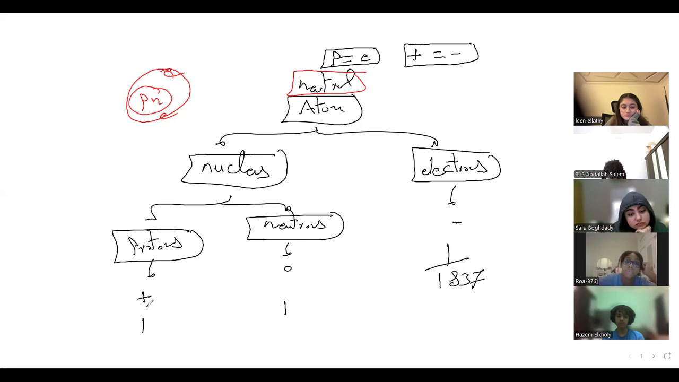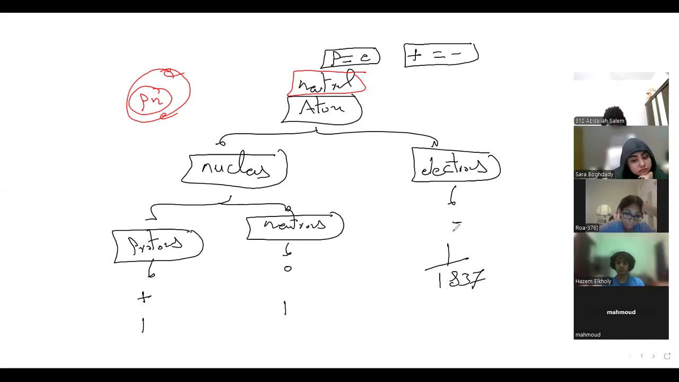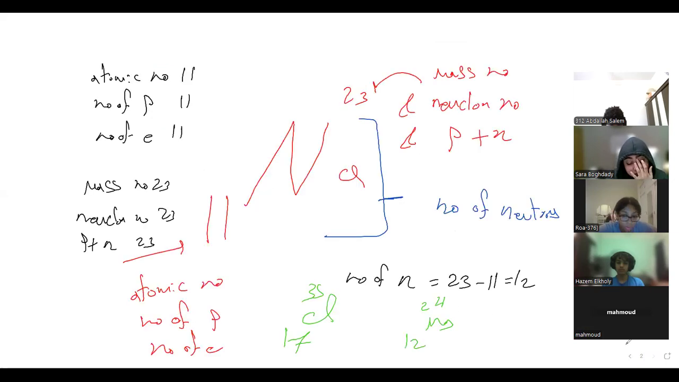Protons are positive, electrons are negative, neutrons are neutral. The mass of a proton is 1, the mass of a neutron is 1, and the mass of an electron is 1 over 1837.